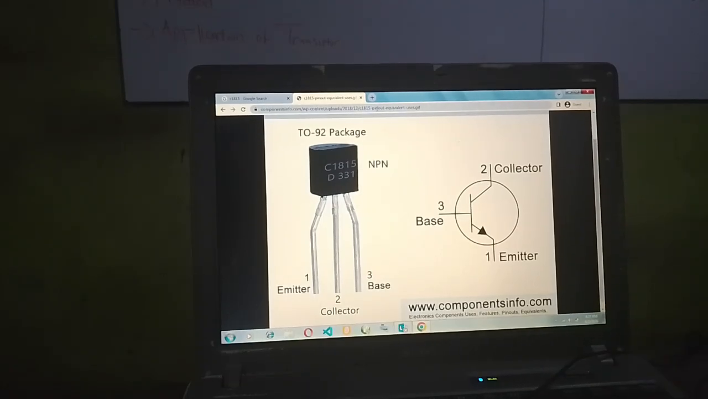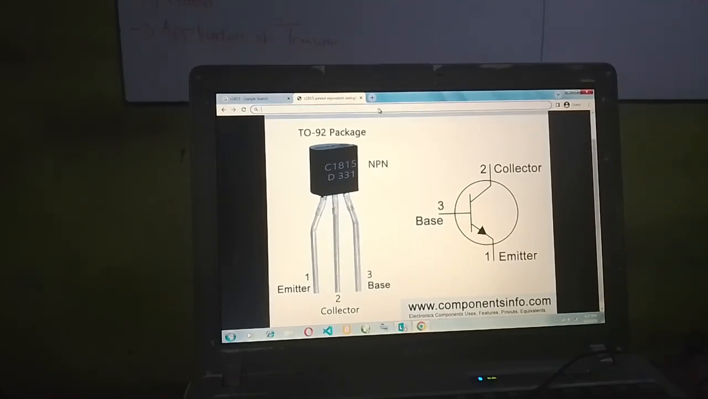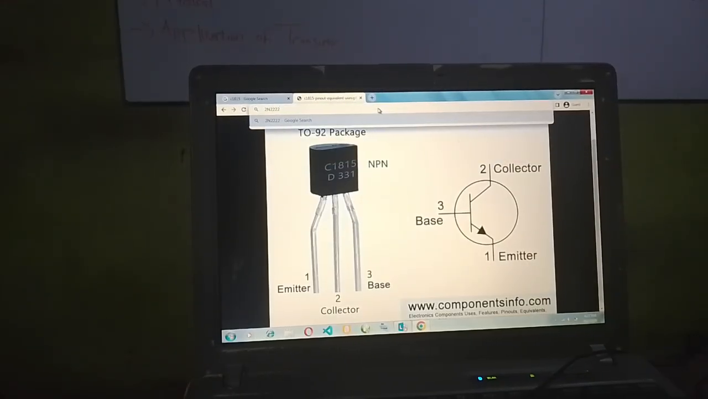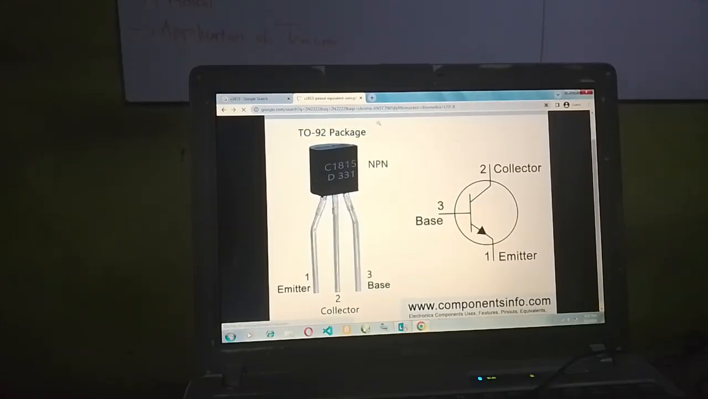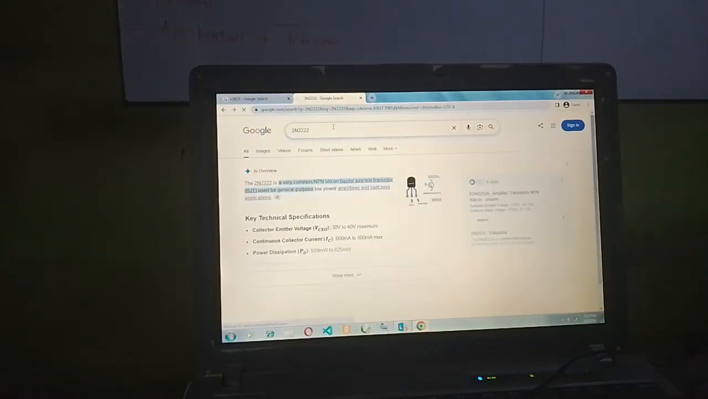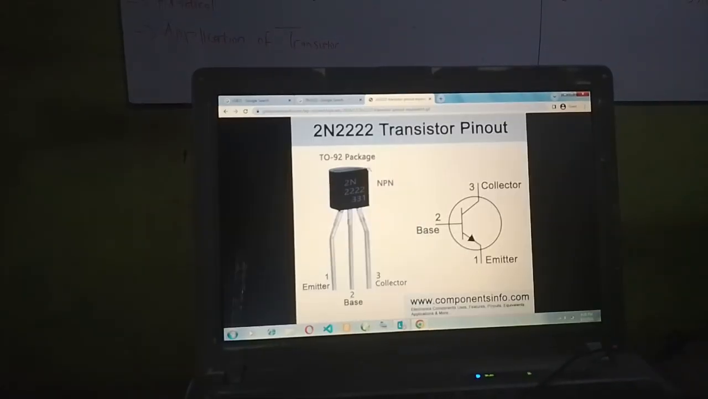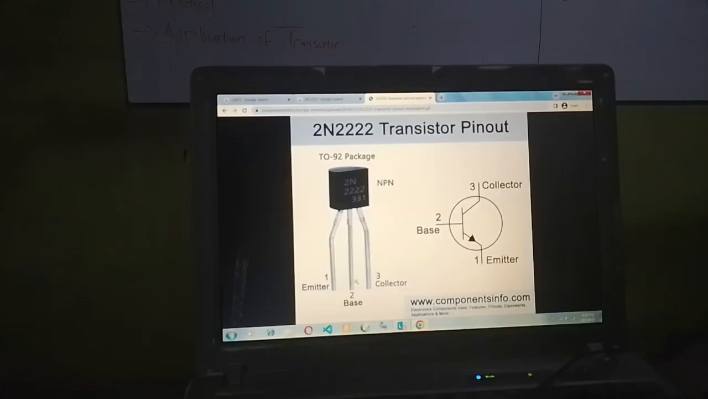So also let's start for 2N222, and let's see. So you see that different transistors have different pinout diagrams. So let's look at a picture of it. Now if you can see, for the 2N222, pin 1 is the emitter. But now pin 2 is the base, and pin 3 is the collector. So you can see that they're different.